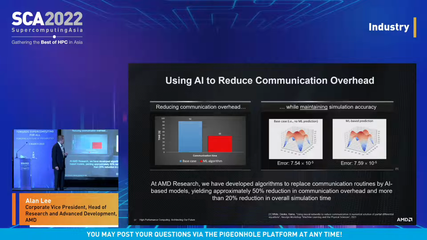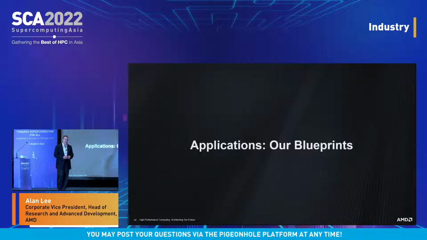If you can see the diagram, in the center there, you see that's the base case with no ML prediction. And the diagram on the far right shows what happened when we actually used the ML-based prediction. And they're essentially indistinguishable from one another. And we're seeing this more and more, how HPC is informing AI, and how AI, on the other hand, is informing HPC techniques.